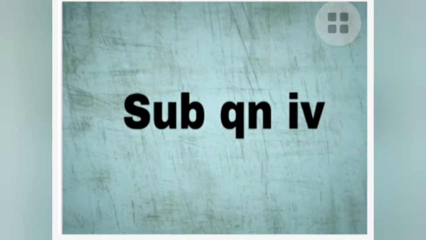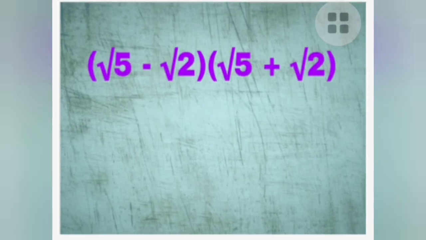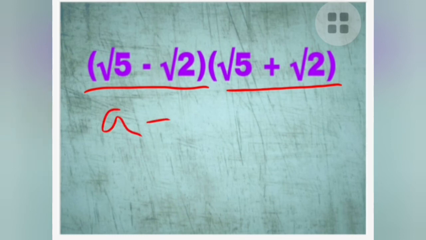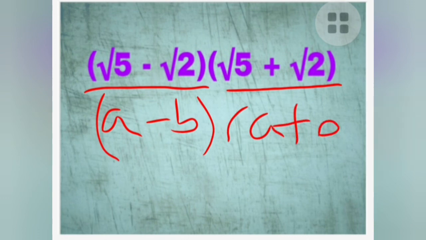Now let us solve the fourth sub question of your second question. The fourth sub question is (root 5 - root 2) into (root 5 + root 2). In this sub question, this is also in the form (a - b) into (a + b). So this identity will make our solution easy.